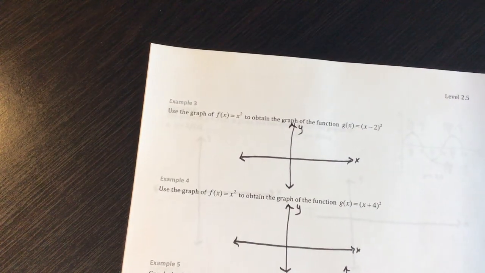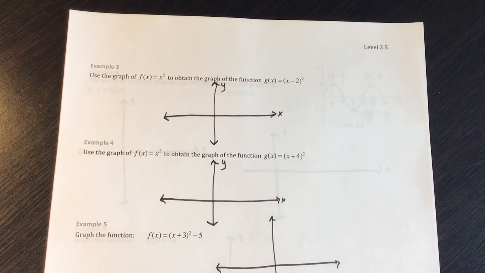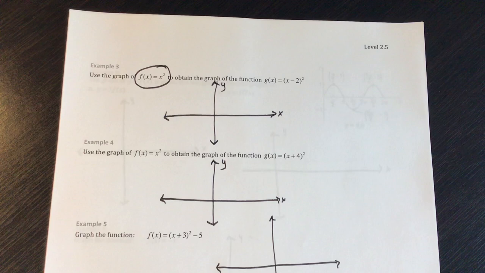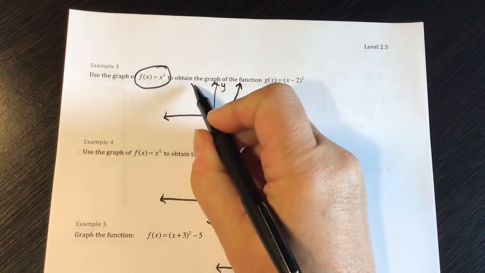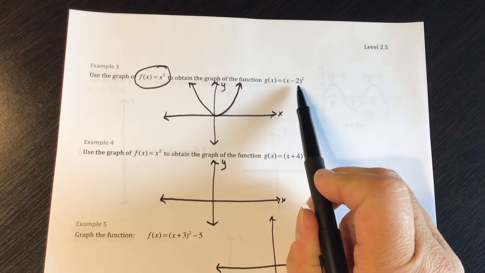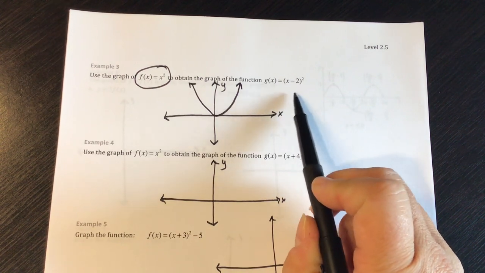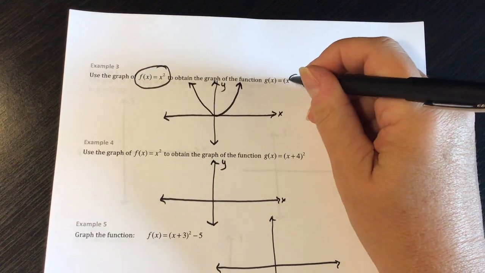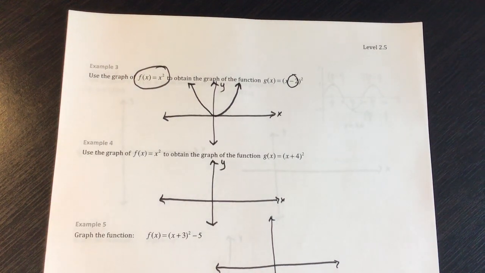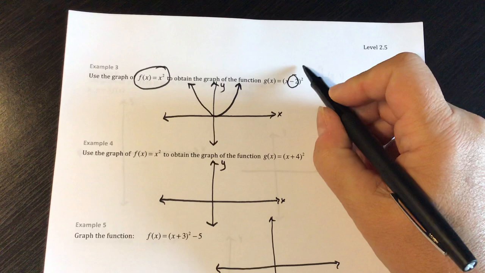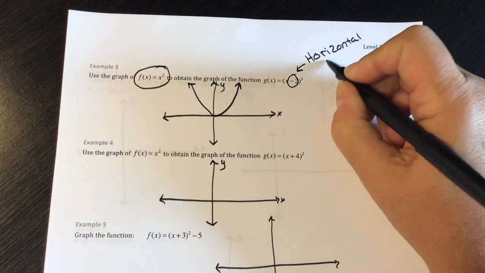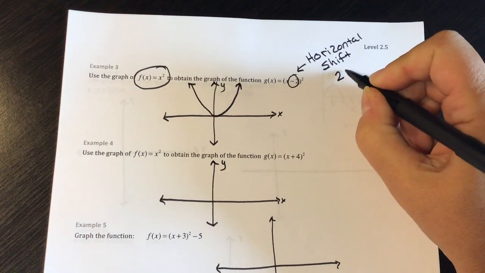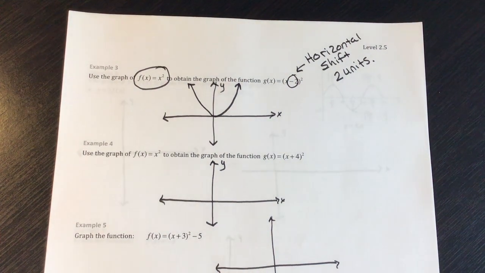And to the next page. This time, we start with our parent function, which is still quadratic. So I'm going to start with a U. And then it tells us to shift 2 units, but this time my 2 is in the parentheses. When it was outside the parentheses, it was a vertical shift. This time it's inside the parentheses and this is a horizontal shift. And this is going to be 2 units. And we're looking at the number in the parentheses.